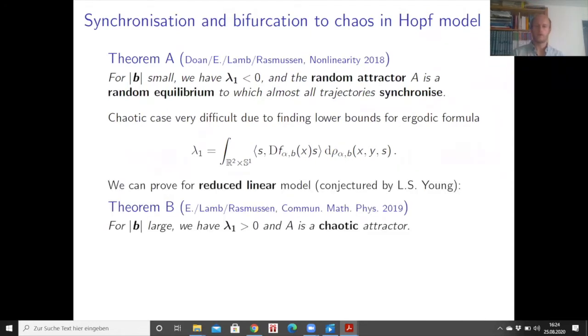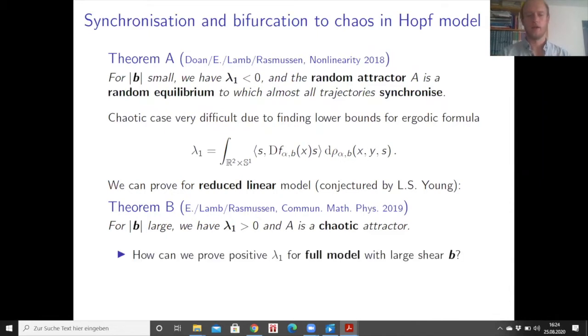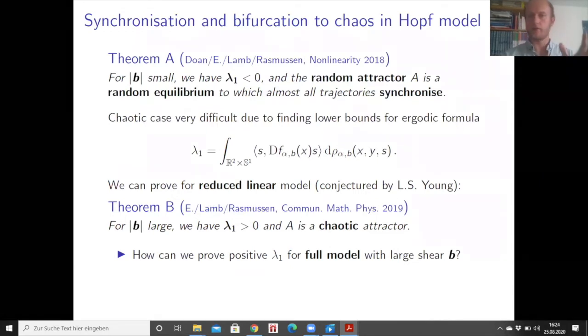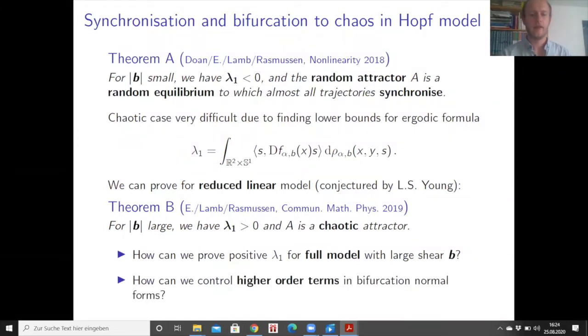But what we could do was to prove, for a slightly reduced linear model, as also in a similar way conjectured by Lyapunov, that there is a positive Lyapunov exponent. But this is not the same model as what I showed you, but a slightly easier one. So the question is, how can we prove this positive Lyapunov exponent for the full model with this large shear force, so with this large stretching and folding via the amplitude phase coupling? And how can we control higher order terms if they also come into play? This is a more general question.